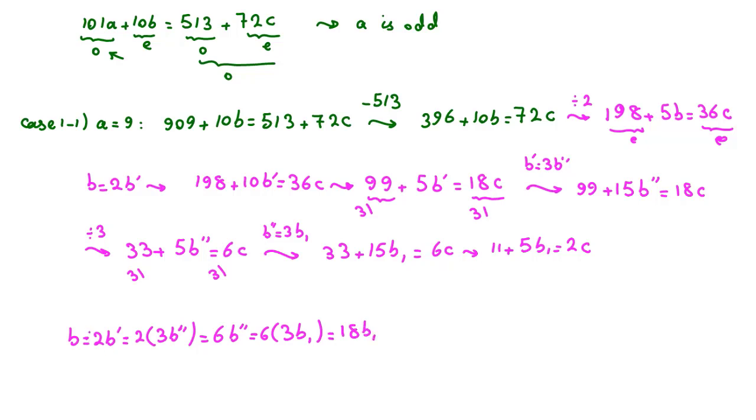Because b is a digit, the only possible case is b1 = 0 and b = 0. So if b = 0, a = 9, and here b1 is 0, so let's see what c is. 11 equals 2c, and we conclude that c cannot be equal to any integer, so contradiction. So case 1, a = 9, was rejected.